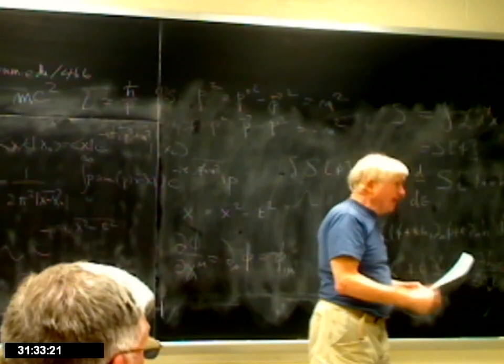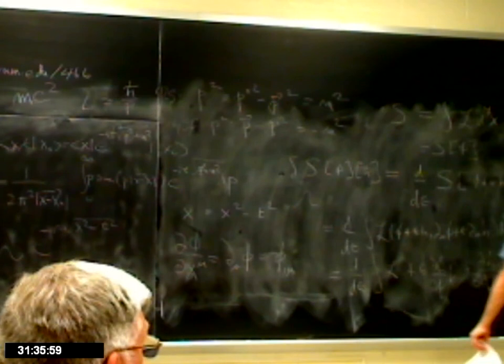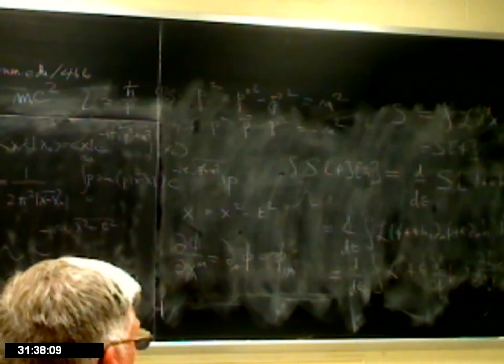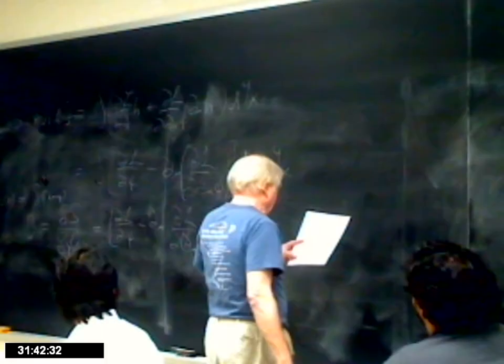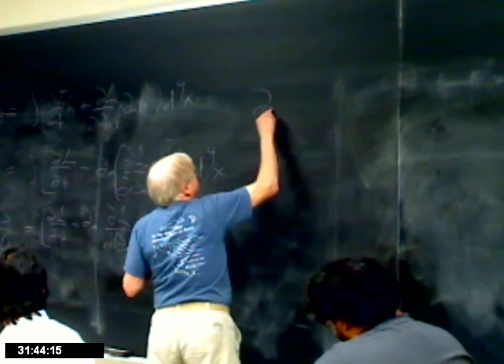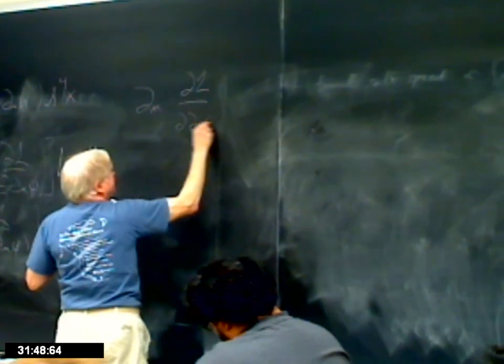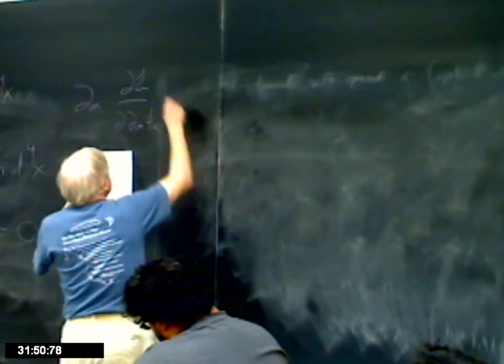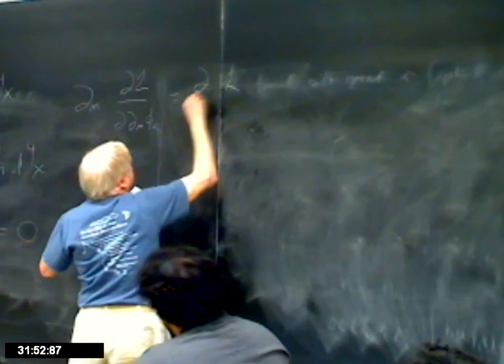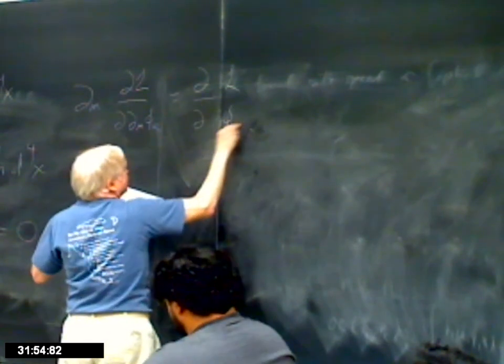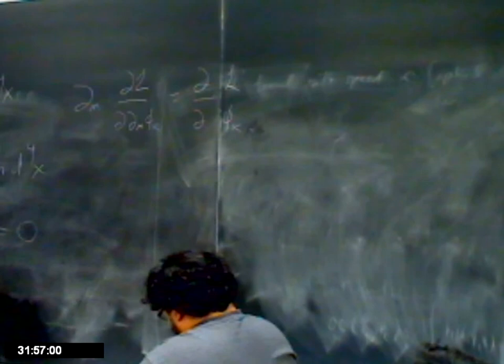All right. Now, we were doing this for the case of a single field. Obviously, one could have more than one field. And in that case, the equation is partial of L, partial d_mu phi_k, say, is equal to partial L, partial phi_k. So if you have k fields, that's the way it looks.